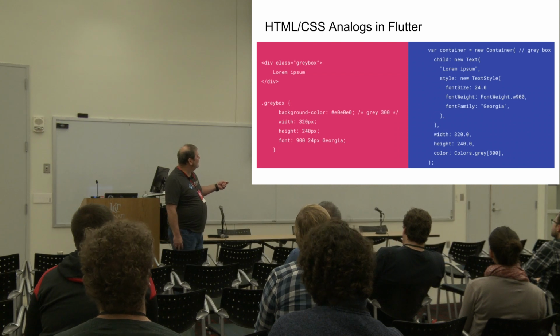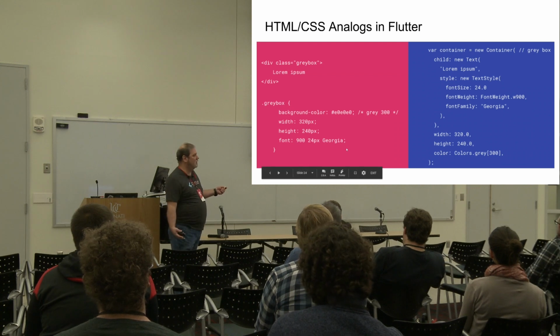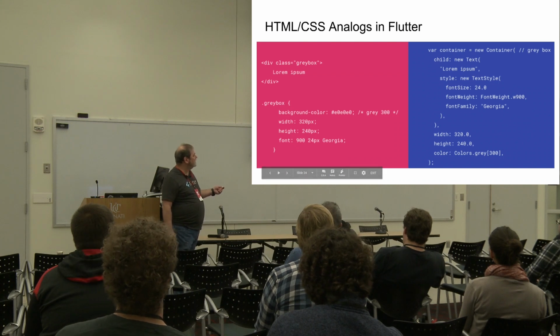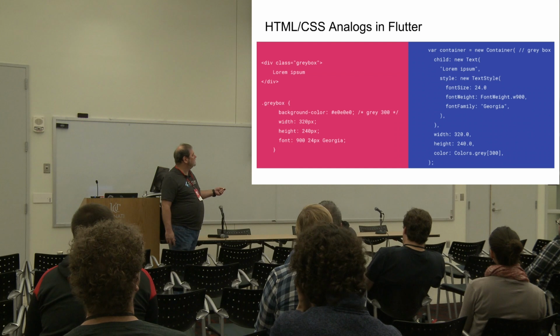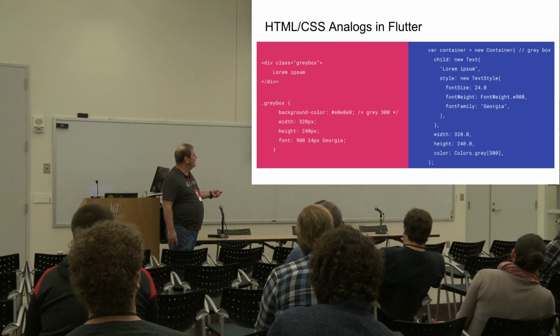So you declare a container. Container has a parameter called child. It means whatever other class you're going to declare within it. So now we're going to stick a text there. First thing in a text is always the string. Style, we're going to create a text style. There's your font size, there's your font weight, there's your font family.